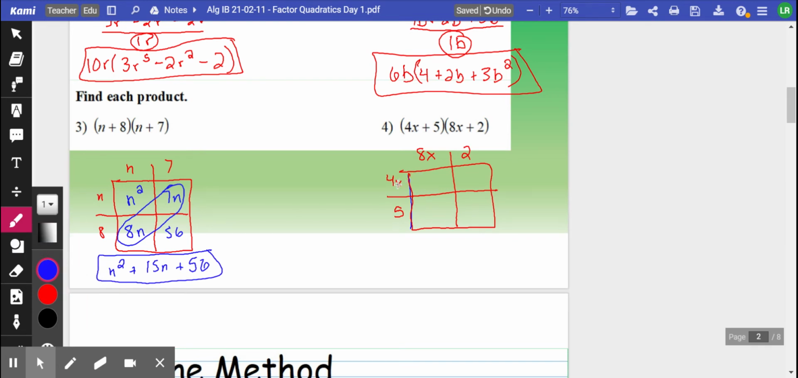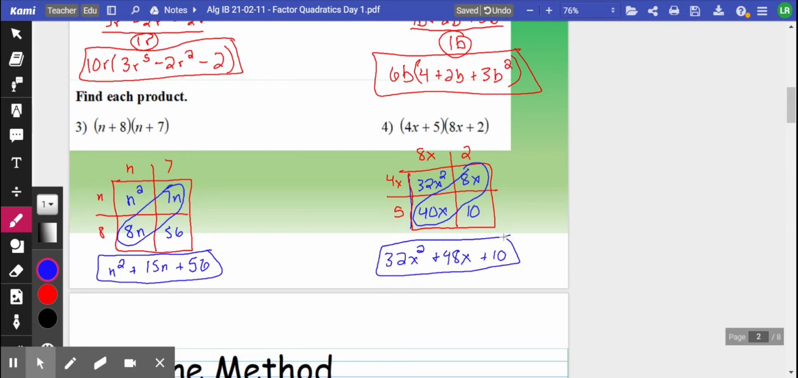And I multiply. 4x times 8x is 32x squared. 4x times 2 is 8x. 5 times 8x is 40x. 5 times 2 is 10. We add up our like terms. We have 32x squared. Add up my x's. Remember, when we add, we don't mess with the exponents. So we have plus 48x and plus 10.